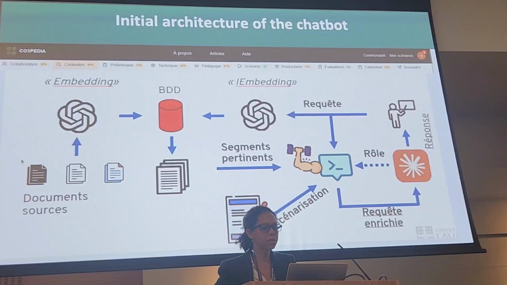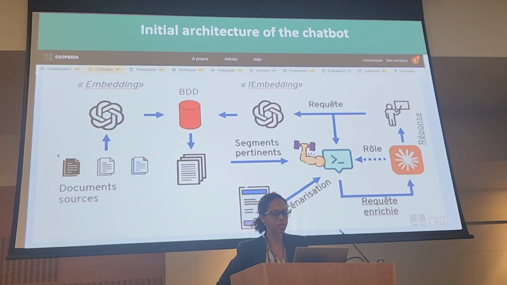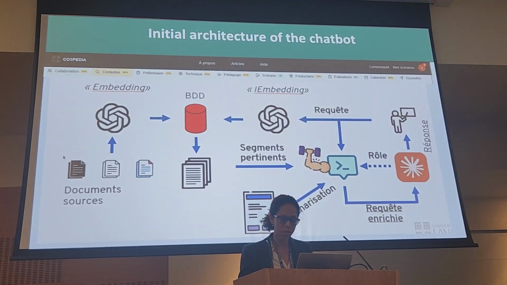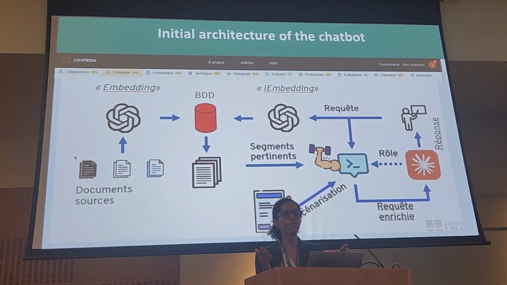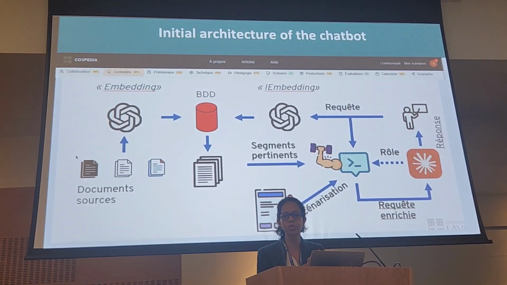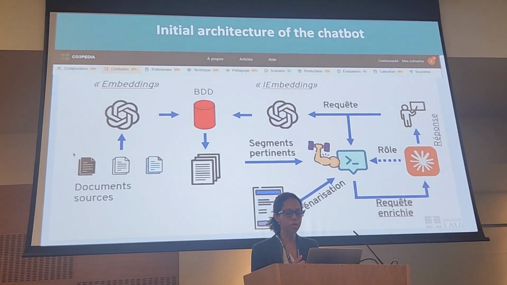Okay, let me walk through Coco's architecture. I'm going to go very fast. Coco is built on a RAG architecture. So some of you know what RAG is. I think everybody does: retrieval-augmented generation architecture.